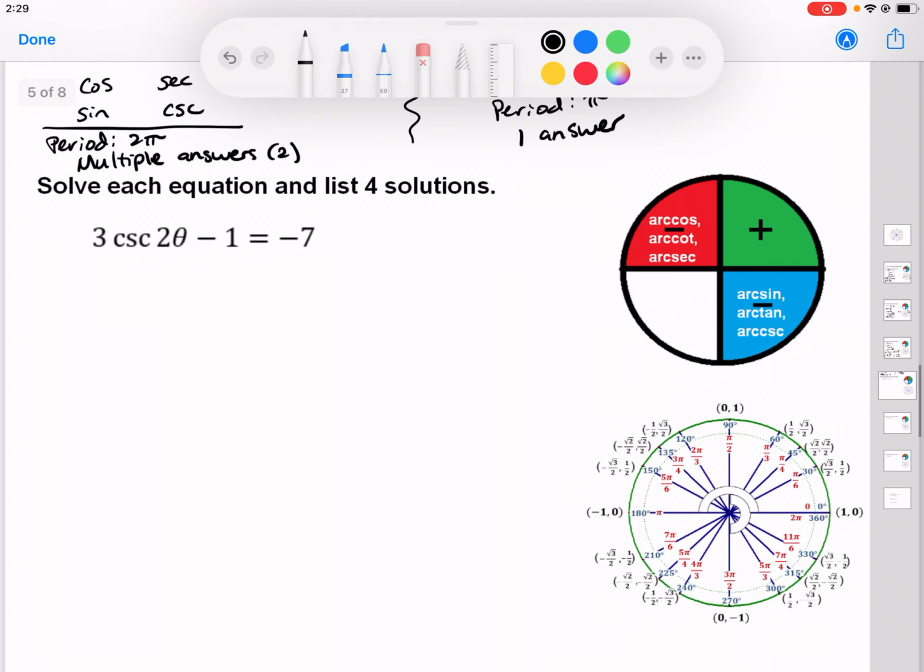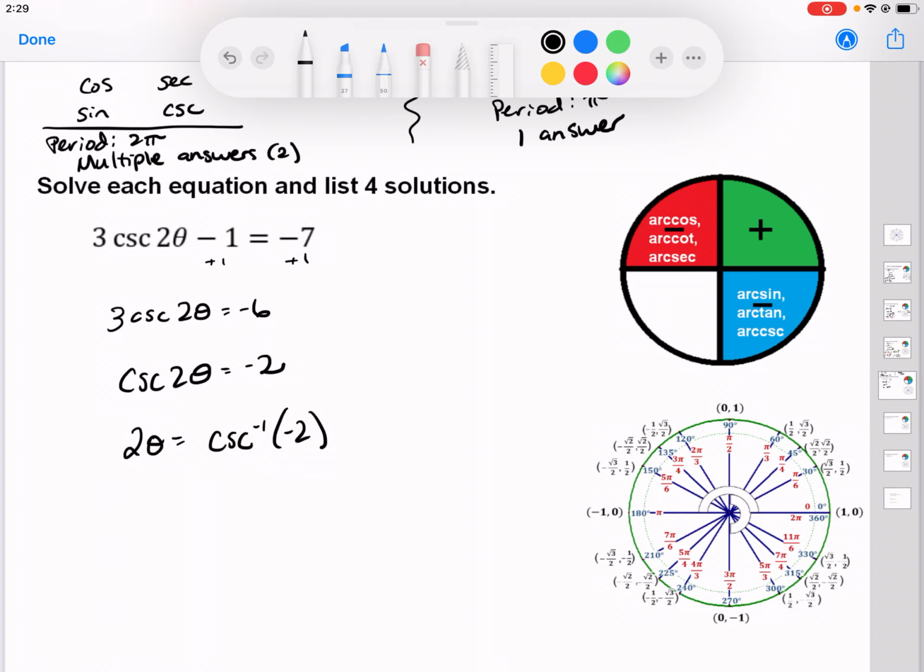So we're in a cosecant problem. So like all the others, I'm going to go ahead and solve. Divide by 3. So you get -2. Then I'll apply the inverse. So that's this. And then, since it's a cosecant, I will have multiple answers. So I'm going to go ahead and do my first and second one.